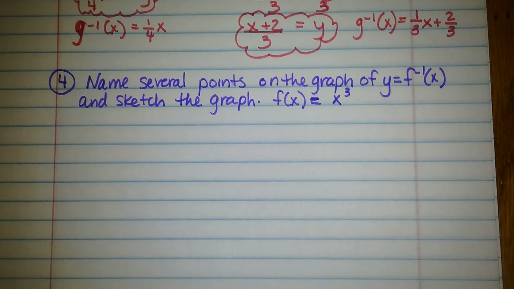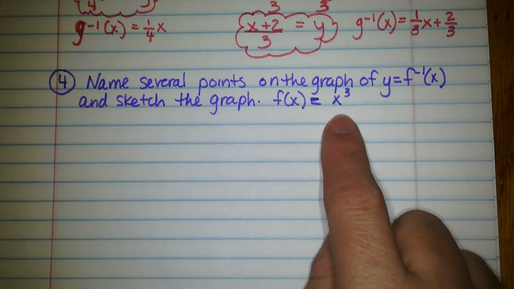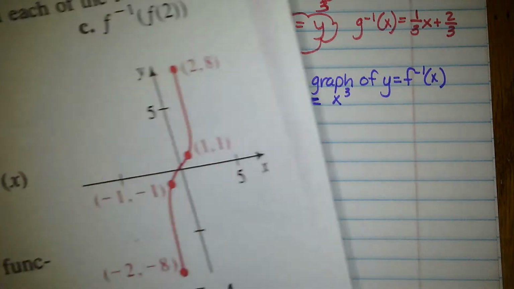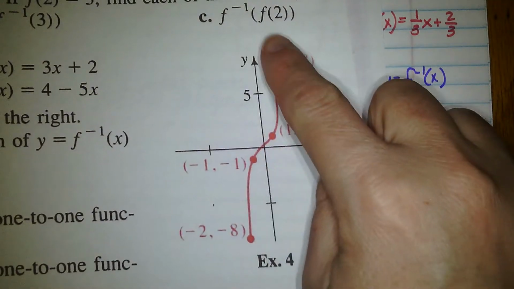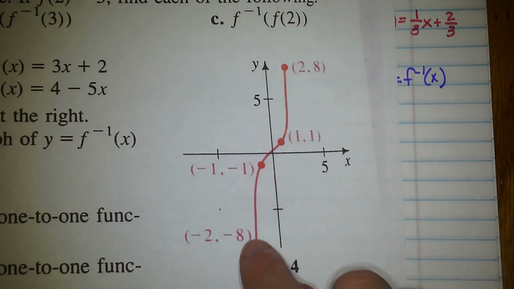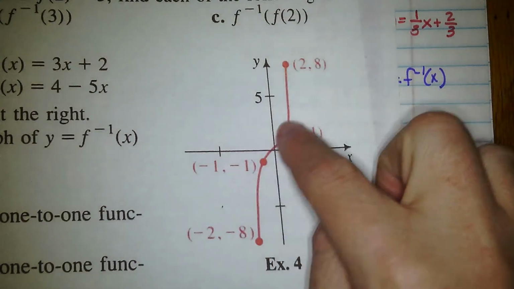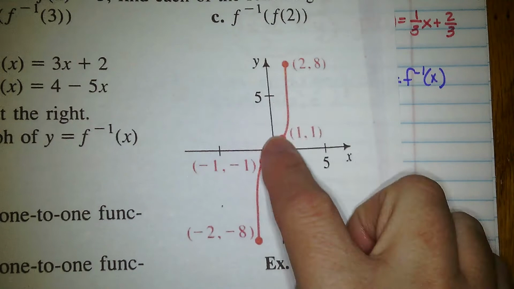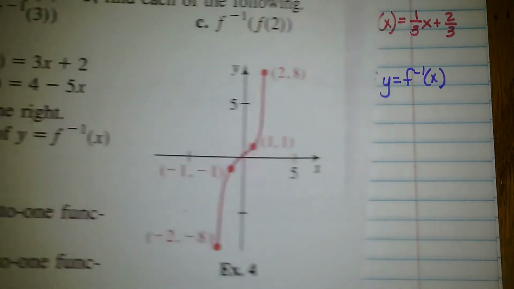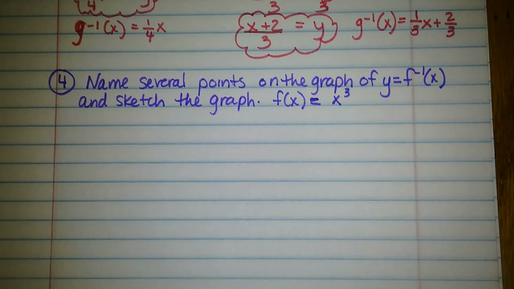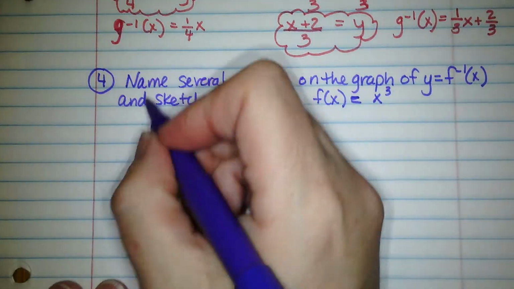For number 4, it says name several points on the graph of y equals f inverse of x, and then sketch the graph. And they give us the graph to the right, and the graph of f of x is x to the 3rd. So they tell us all this. I do have the graph here. And one of the things that I want you to do is look at the coordinates. And what we are going to do is write a table of values for these with the XY table for f of x. So I just wanted to show you that so that we could do that quickly.